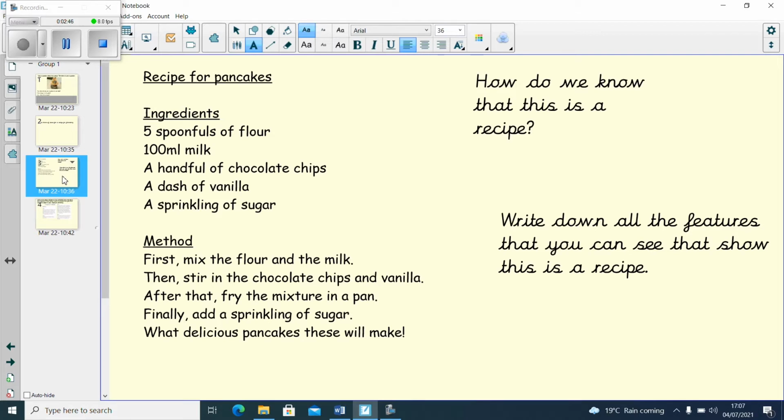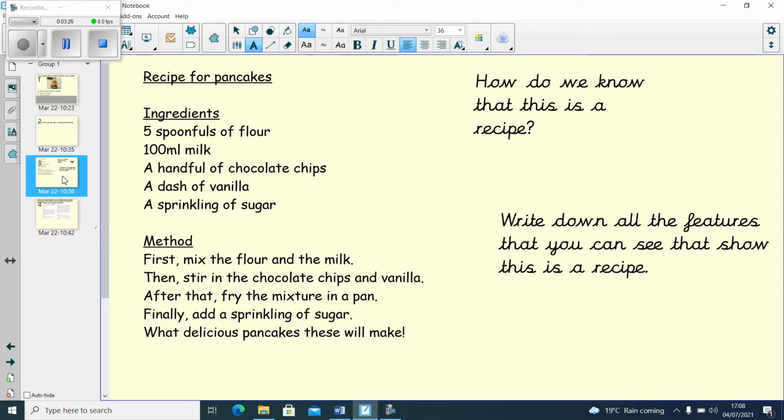A method means what we need to do in order to make the pancakes. We have to follow the method. First, mix the flour and the milk. Then stir in the chocolate chips and vanilla. After that, fry the mixture in a pan. Finally, add a sprinkling of sugar. What delicious pancakes these will make. Okay, and if you look at the last sentence, can you remember what kind of sentence that is? Well done, yes, it's an exclamation sentence.